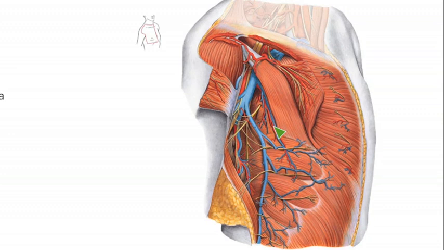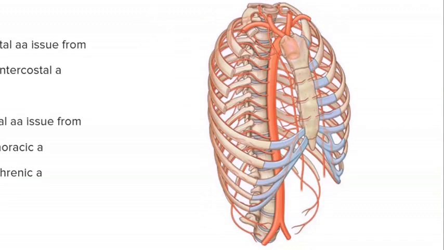of your thoracic wall. And then the last artery, the subcostal artery, is best seen in the slide that we saw before. It will issue from the thoracic aorta, and it assumes a course just inferior to the 12th rib.